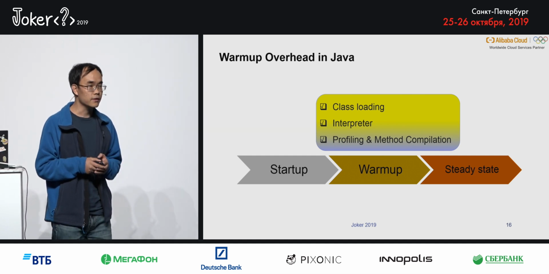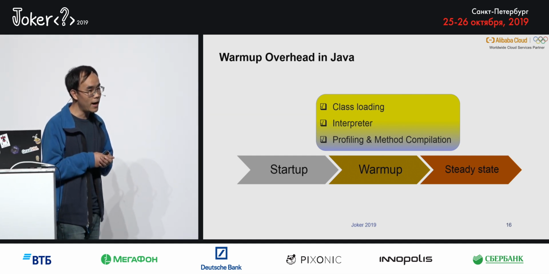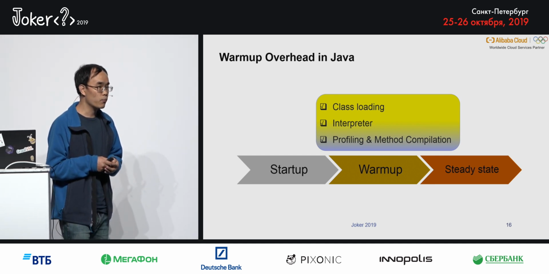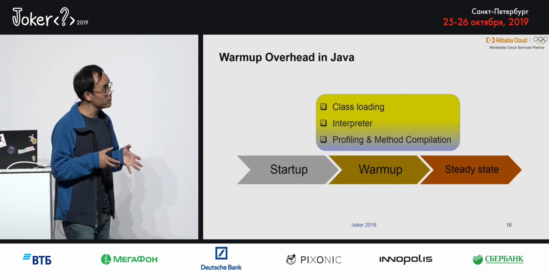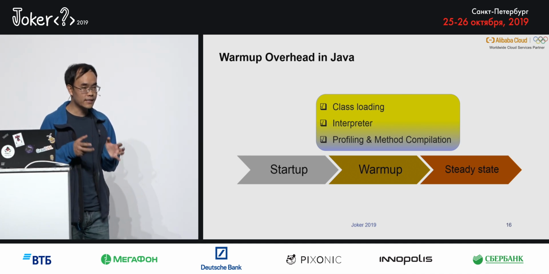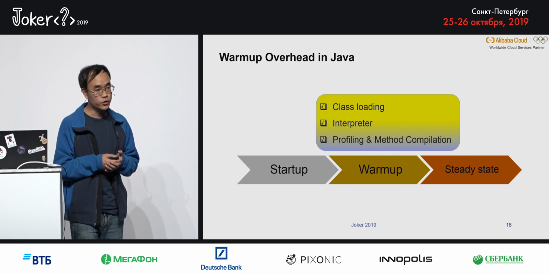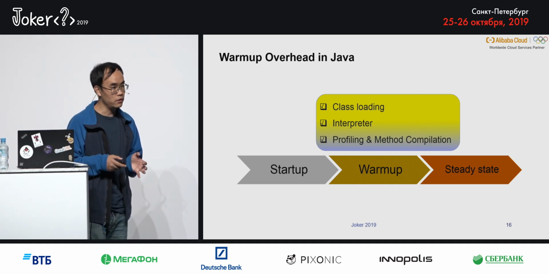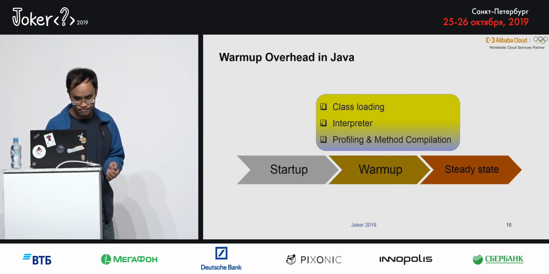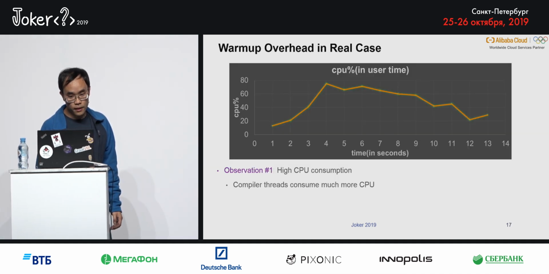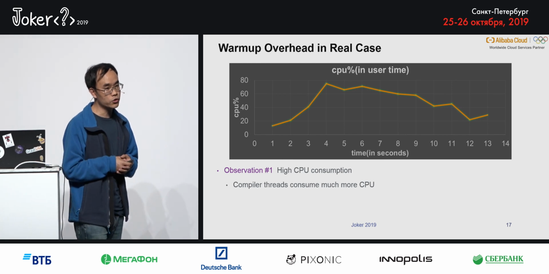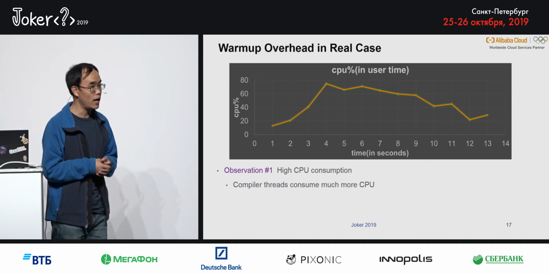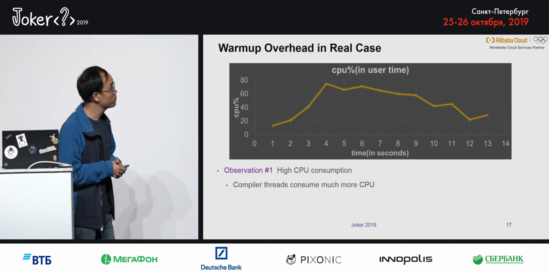The last thing is that even in the C1 compiler and in the interpreter, the JVM will collect profiling information and do necessary aggressive compilation for your JVM process. So this is the cost of warm-up. This is a real case. I will show you the warm-up overhead that occurred in our Alibaba production.